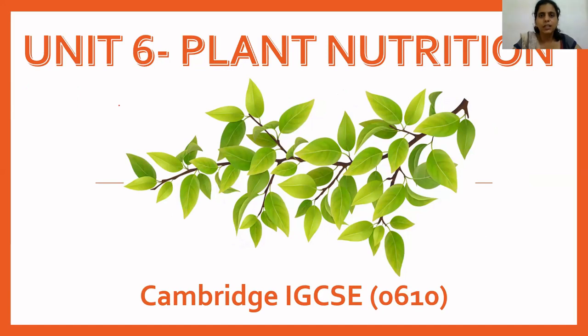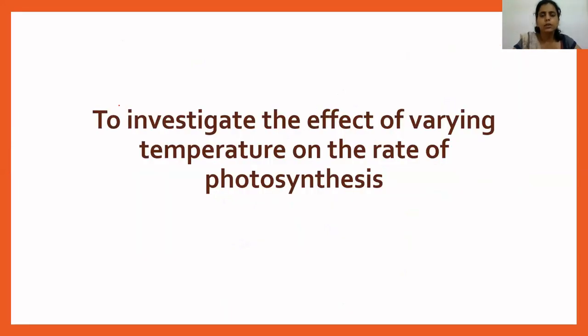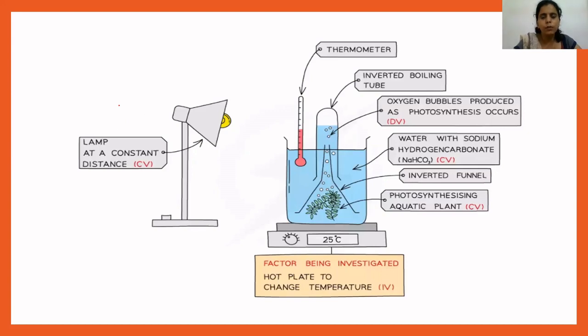Hello everyone. In this video, we are going to discuss how to investigate the effect of varying temperature on the rate of photosynthesis. That means if there is any change in the temperature, like temperature becomes lesser than the optimum temperature, or if temperature increases beyond the optimum temperature of the enzymes, how does it affect the rate of photosynthesis in any plant? Now, in order to investigate this, you have to arrange the entire experimental setup like this.